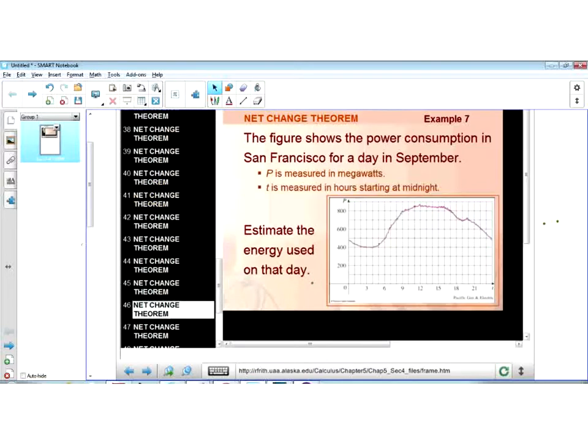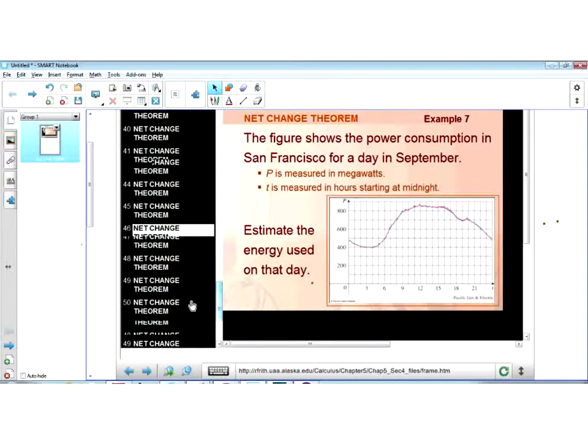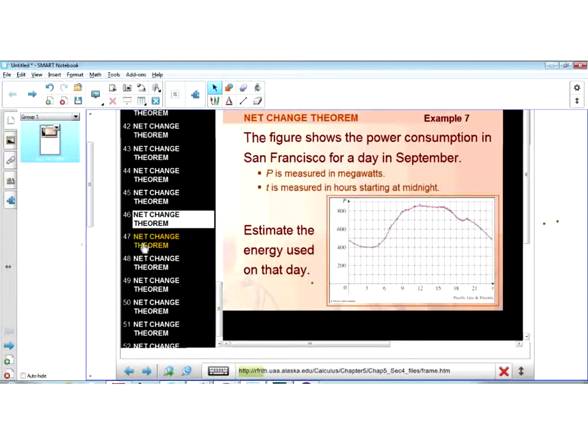The figure shows power consumption in San Francisco for a day in September. P is measured in megawatts. T is measured in hours starting at midnight. Estimate the energy used on that day. All right, so the energy used is probably the area under the curve. This is an electrical engineering problem.